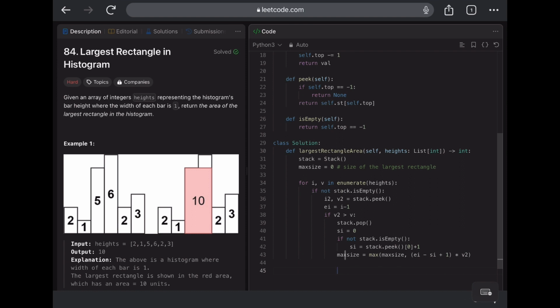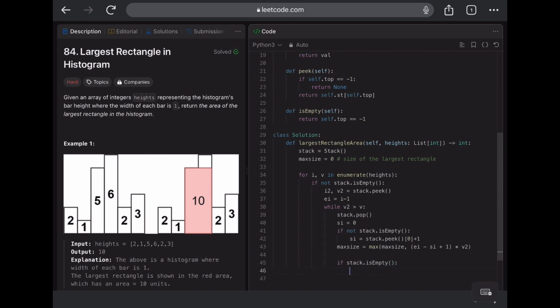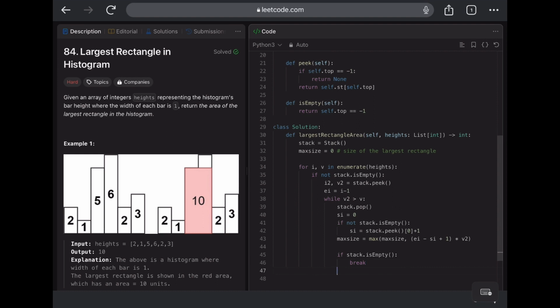Okay, but now we need to keep doing this up until we can find a value such that this v2 is not greater than v. Well, in order to do that, we can simply replace this if with a while, but we have to make sure that we are not doing this for an empty stack. And how can we take care of that? Well, it's fairly simple. We just have to say that if stack is empty, then we can break the loop. But we have to take care of one more thing. If the stack is not empty, then we have to update the values of i2 and v2 with the element at the top of the stack.